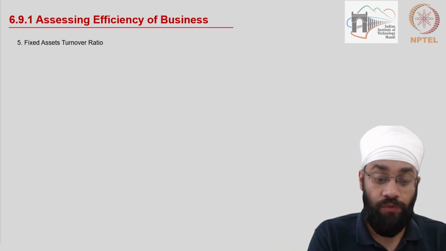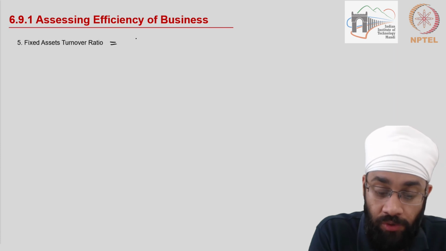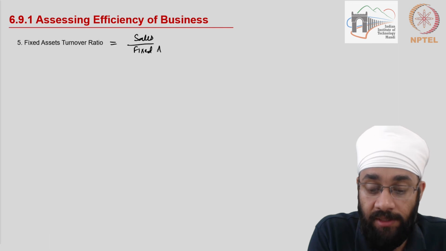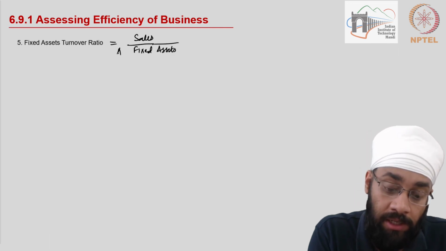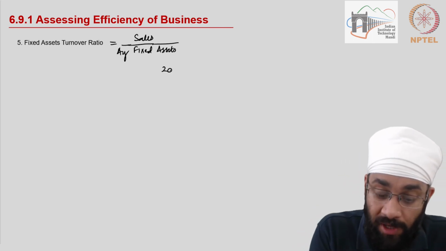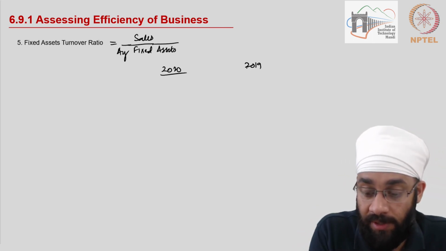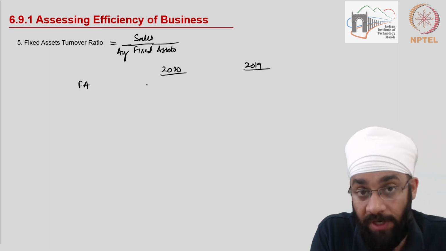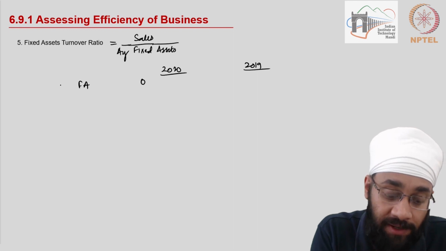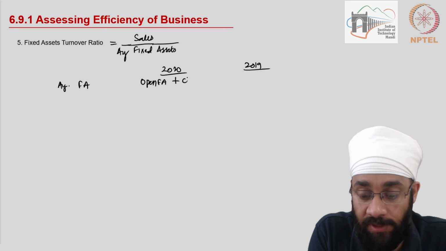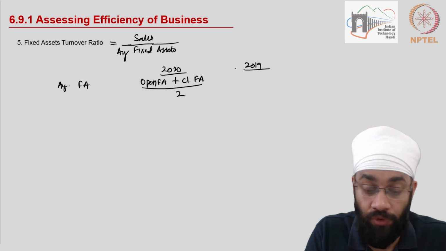Let's go to the final ratio, which is the fixed asset turnover ratio. We will take sales and divide it by the fixed assets during the year, again the average fixed asset level during the year. So in 2020 and 2019, we need to figure out the fixed asset opening balance and closing balance, and then divide. Average fixed asset is the opening balance plus the closing balance, divided by 2, the same for both the years.